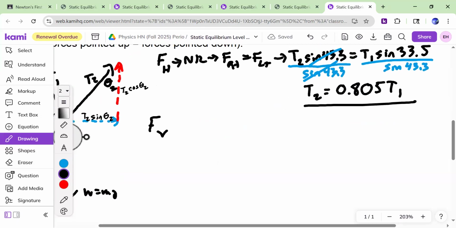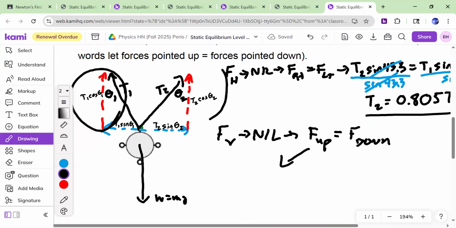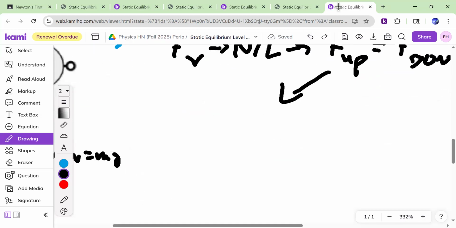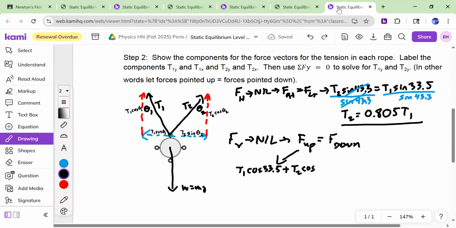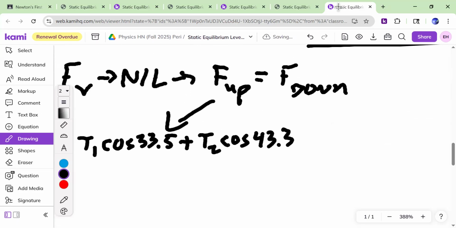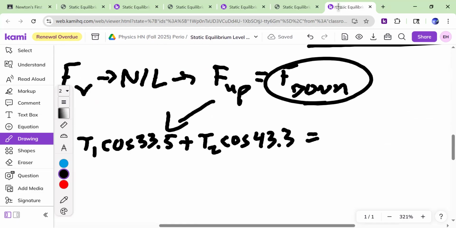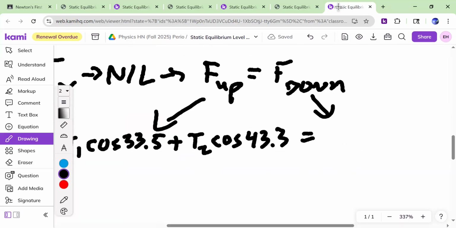Now I'm going to go force vertical. I'm also going to use Newton's first law, but this one will be forces going up equal forces going down. I happen to have two forces going up, T1 cosine theta 1 and T2 cosine theta 2. So I'm going to write those values in there. T1 cosine 33.5 plus T2 cosine of theta 2. Theta 2, if you remember, was 43.3 in my case. Write down yours. So T1 cosine of the first angle plus T2 times cosine of the second angle equals force down. The only force going down would be your weight. In my case, the weight was calculated at 31.36.